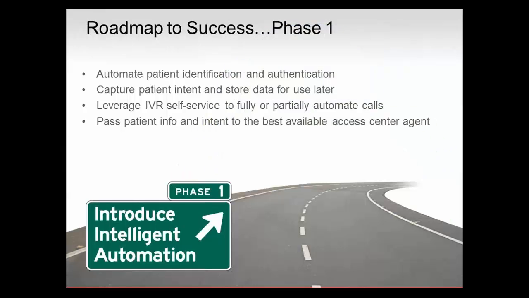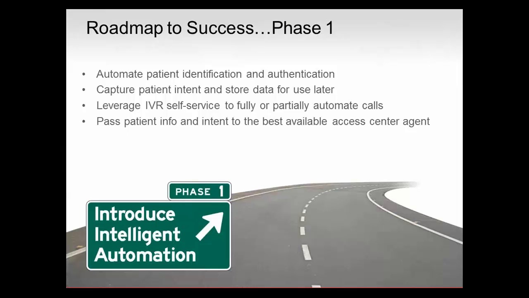So what's your roadmap to success? And these are the 3 steps that I throw out. And obviously, depending on where you are in your transformation life cycle and what you're looking at from an access perspective, you may start here at phase 1, or you may be all the way at phase 3.